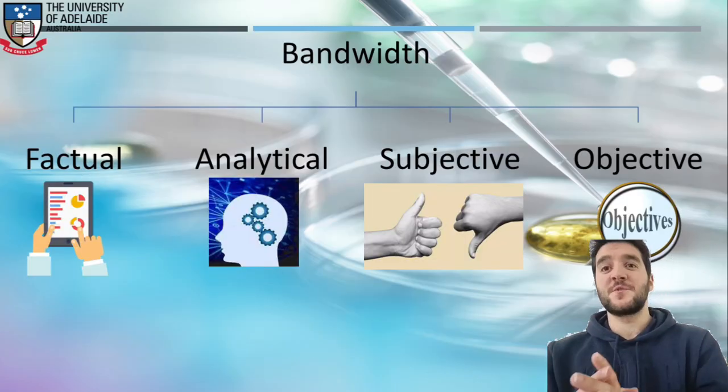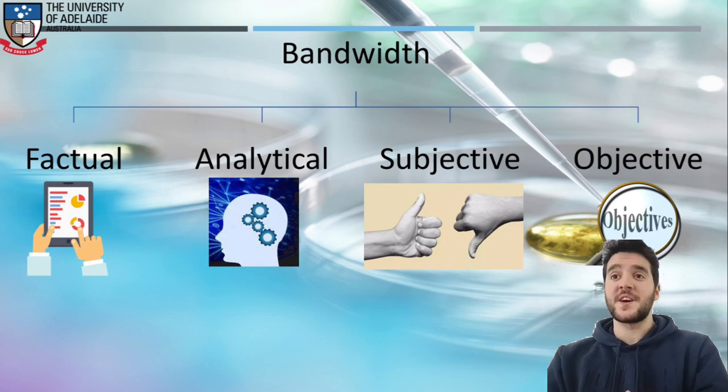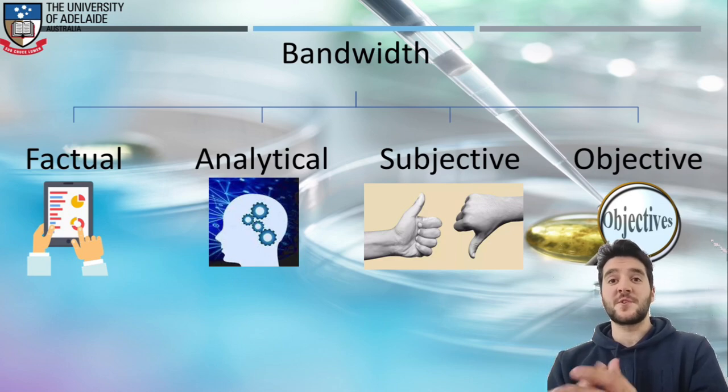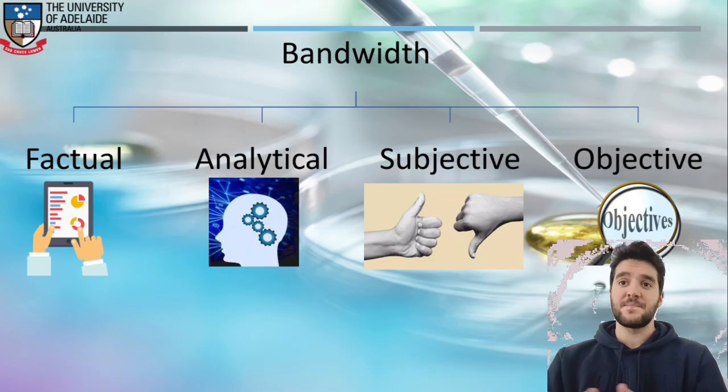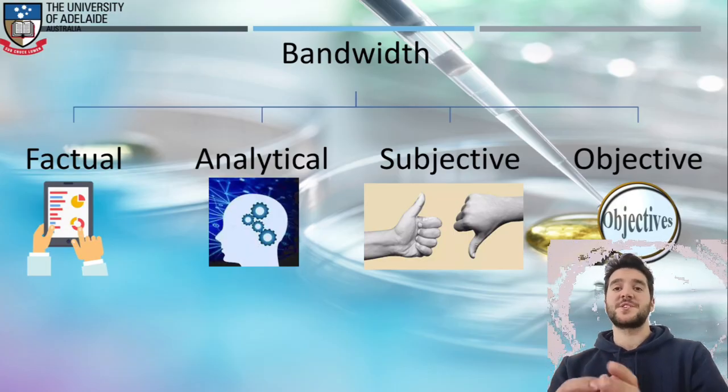Alright, so when it comes to bandwidth, the assessment will entail a considerable amount of information or content that will be categorized into four main aspects. And these are the factual, analytical, subjective, and objective information.